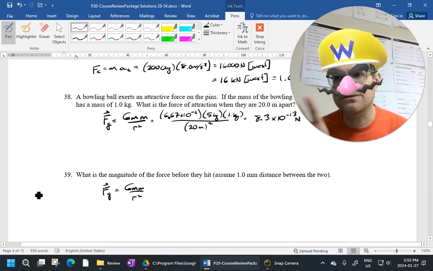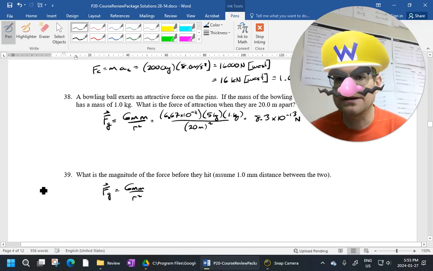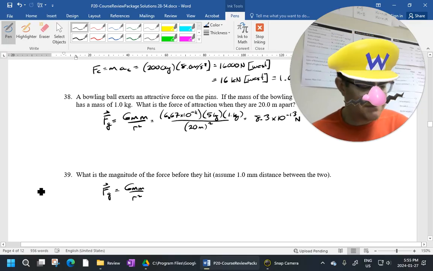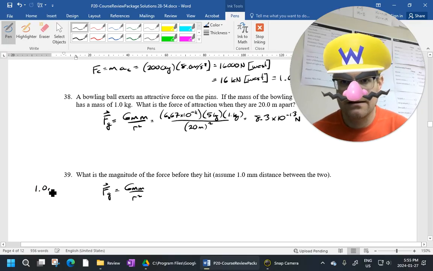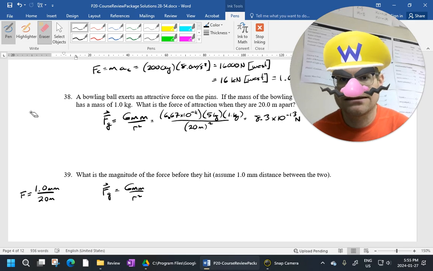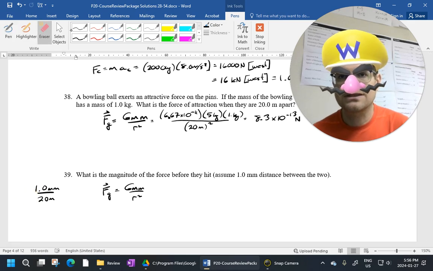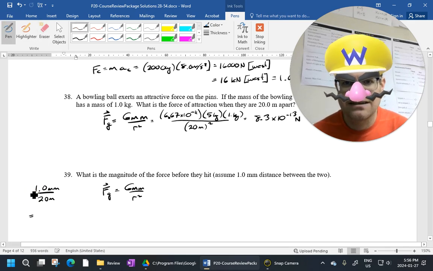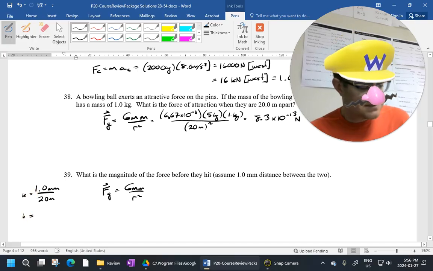I'm going to do it 2 ways. I'm going to do it both ways, but I'm going to have fun with this one. So 1 millimeter over 20 meters. What's the factor this is changed by? I can't say it's F, I'll call it K for now. What is this scale factor?